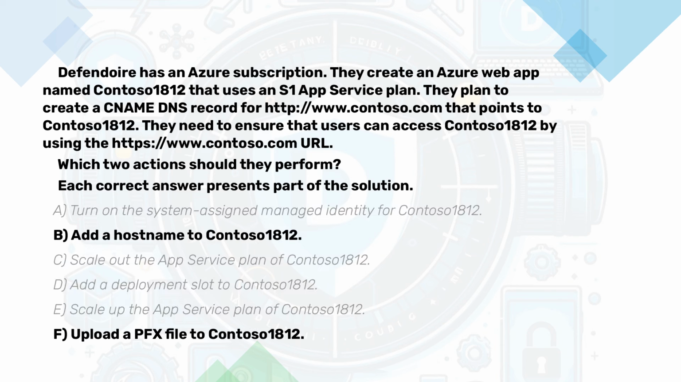To set up the correct actions for accessing Contoso 1812 is B and F.